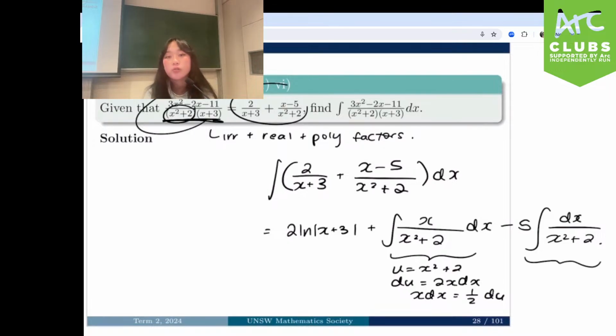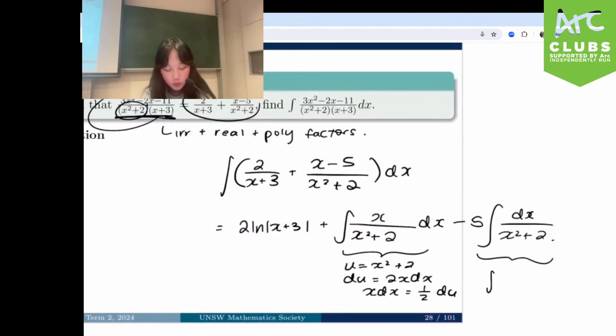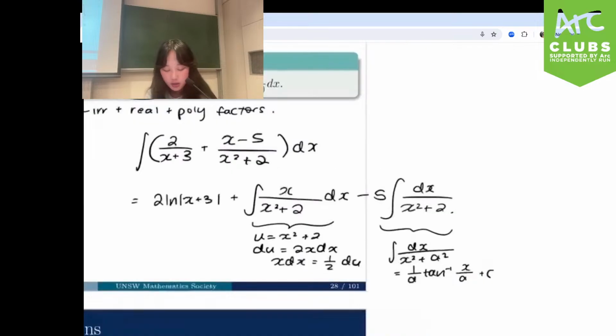This one though, what do we do? This is a tan inverse, okay? If we recall that the integral dx of something over x squared plus a squared is 1 on a tan inverse x on a plus c. This is quite a familiar standard form to many of us. What we can do in the end is we can integrate everything, and it should all fall out very nicely.